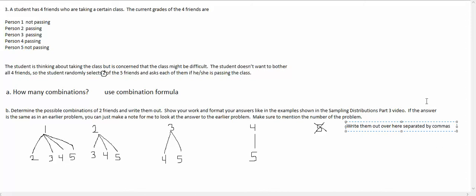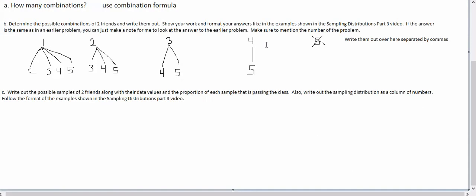And now let's move on to part C. So part C is telling us to write out the possible samples of 2 friends, in other words, the possible combinations of 2 friends, with their data values, and for us to calculate the proportion of each sample that's passing the class. So notice how this time it's not asking us to calculate a mean. Last time it asked us to calculate a mean, but this time it's asking us to calculate the proportion of each sample that's passing the class. So we'll do that this time.